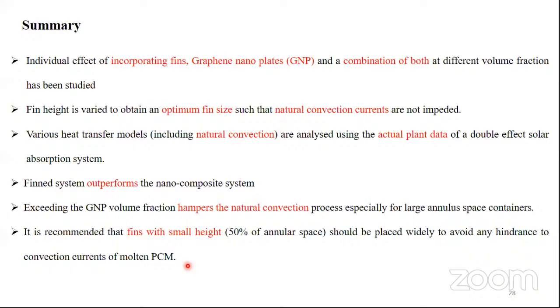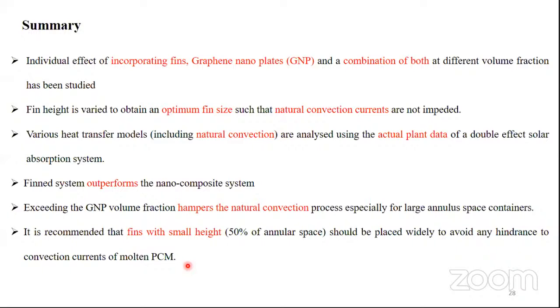Now coming to the summary of this particular study, it is the individual effect of incorporating both the fins and the graphene nanoplatelets, and the combined effect of both at different volume fractions has been studied. Of course, we know that there is an optimum height of the fin which is to be obtained so that the natural convection current is not retarded or impeded. So that was also one of the observations which we found.